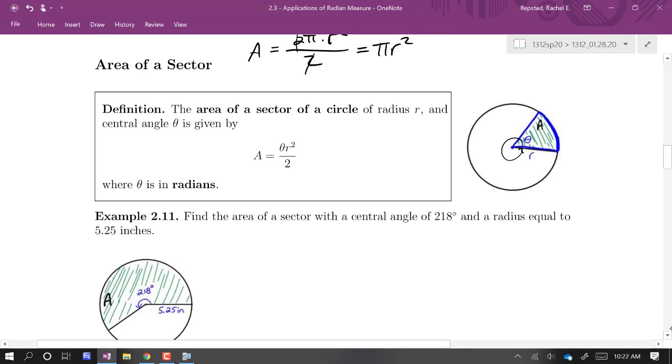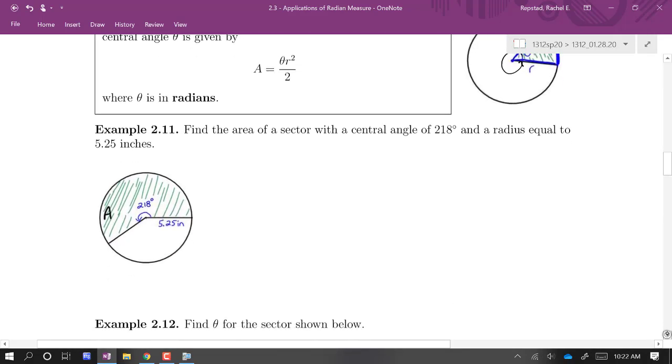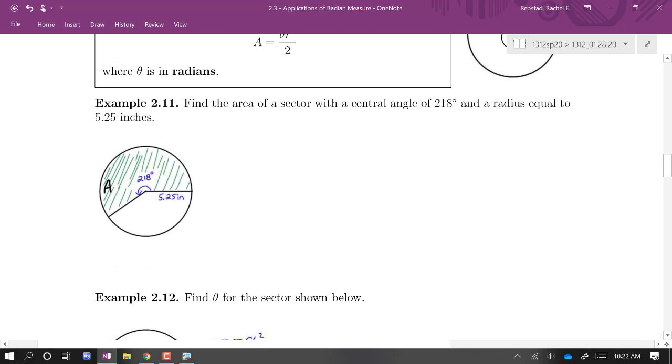We're going to do some examples. Again, you have to be in radians for any of this to work. So in the very first example, they give us the radius of 5.25 inches and a central angle of 218 degrees, but we're too smart to fall for that. Before we plug anything into this formula, we're going to convert that angle to radians. Again, what's the equivalence?